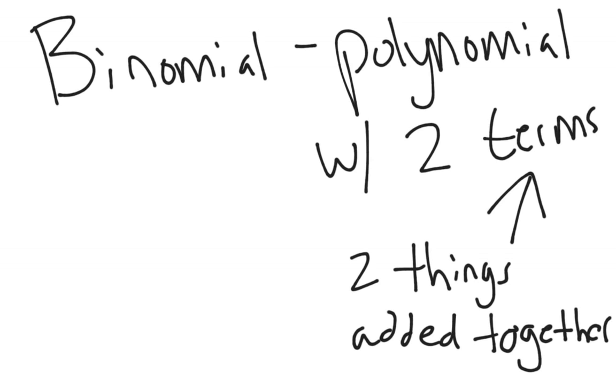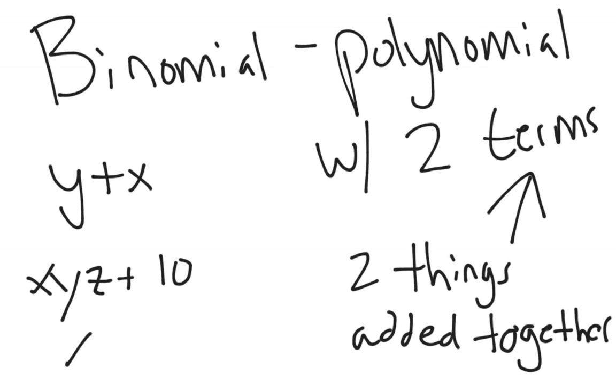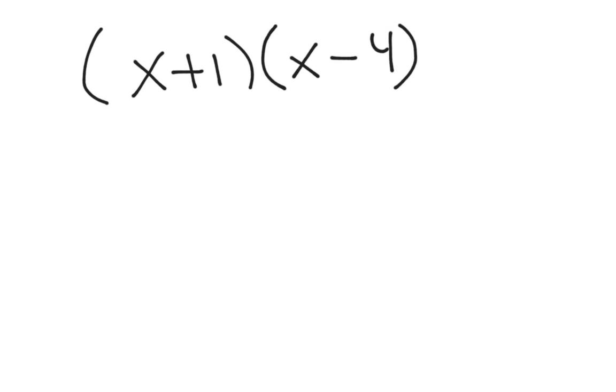So anytime you have two things adding together, you have a binomial, whether it's y plus x, xyz plus 10, or x squared plus 2. Those are all binomials. Generally, we express that we want to multiply two binomials by writing them next to each other in parentheses. For example, x plus 1 times x minus 4. And now what these parentheses mean is everything in this parenthesis is going to multiply everything in this parenthesis.